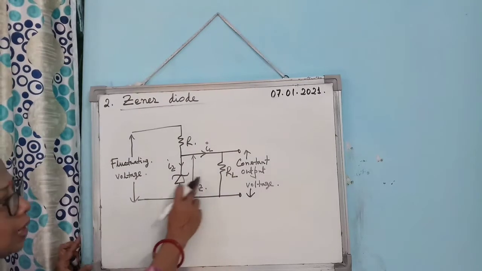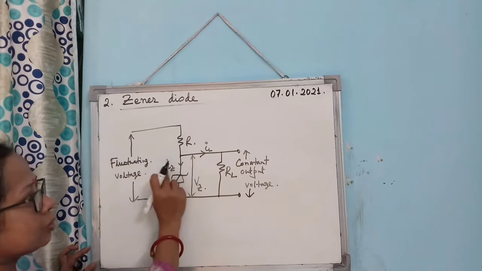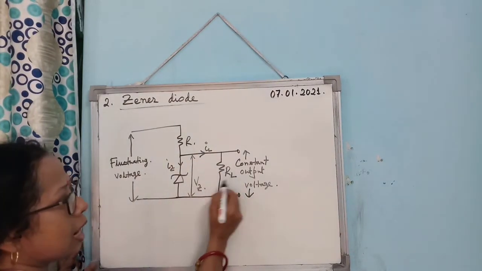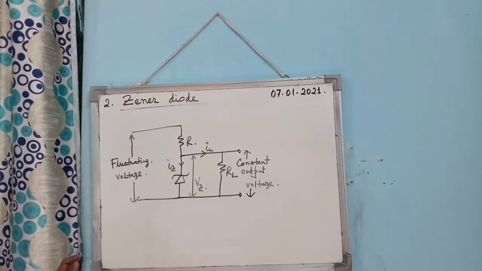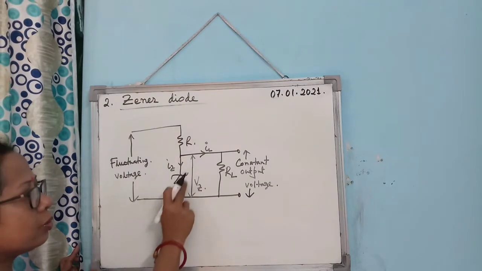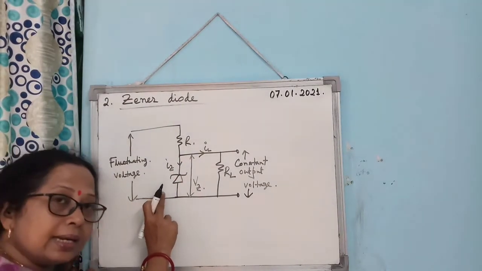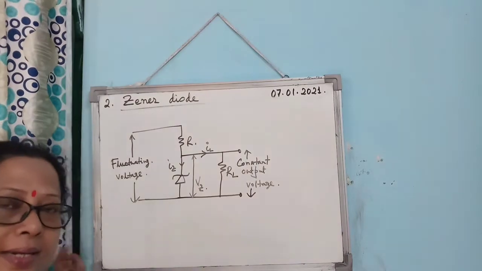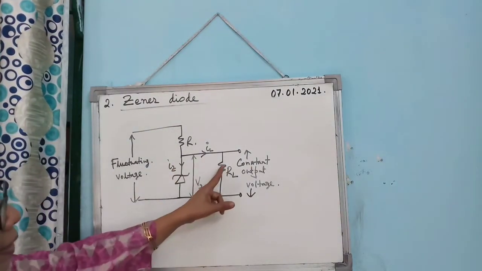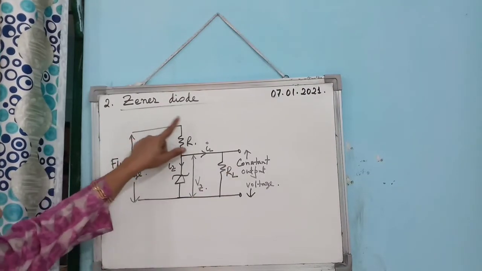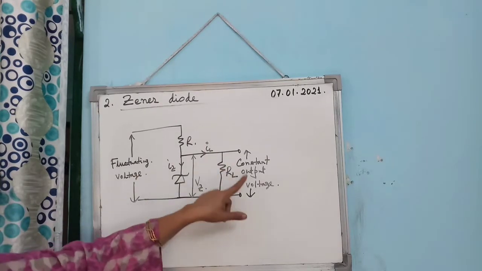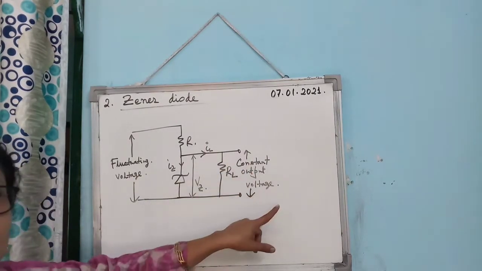In this case what will happen? IL and Iz will be regulated in such a manner that the voltage across the output always remains constant. Is that clear? Because when the current increases, the increased current will pass through the Zener diode, because if the current increases, the voltage will still remain the same. Is that clear? So when the current in the circuit increases, Iz will increase but IL will remain the same. So what is happening? You are getting a constant output voltage.